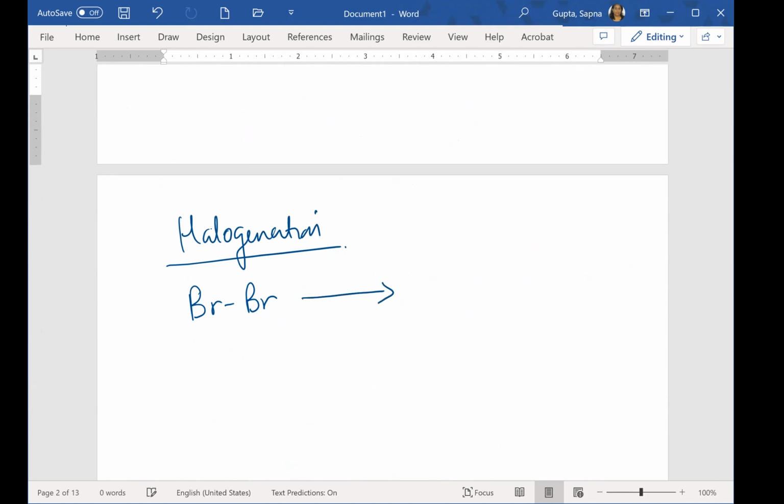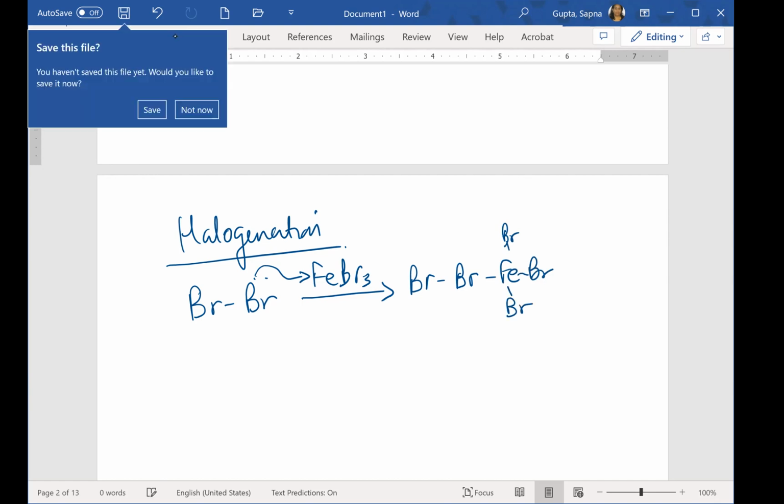So here then you're treating this with FeBr3, which is the catalyst. Now here the bromine is going to give its electrons to iron, because iron is the Lewis acid. So it's accepting that lone pair of electrons. So you end up forming Br, and then Fe. And the 3 Brs are still there. Now you can write it any way you want to. I'm just going to write it like this. You can write FeBr3 if you want.